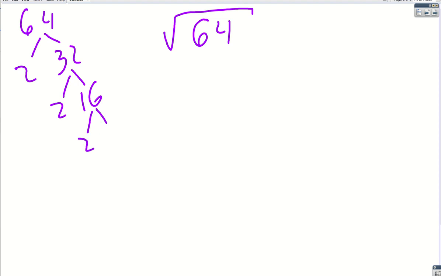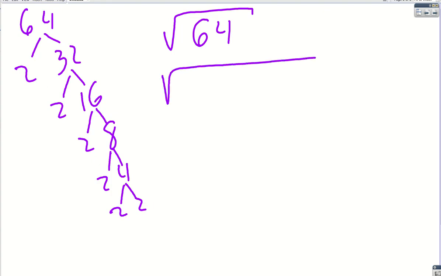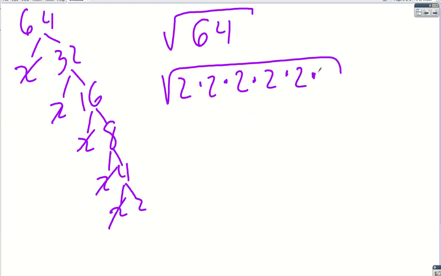And I can split this guy up to 2 and 8. And I can split him up to 2 and 4. And I can split him up to 2 and 2. So then I look at the end of my branches for all of these, which means that the square root of 64 is really 2 times 2 times 2 times 2 times 2 times 2.